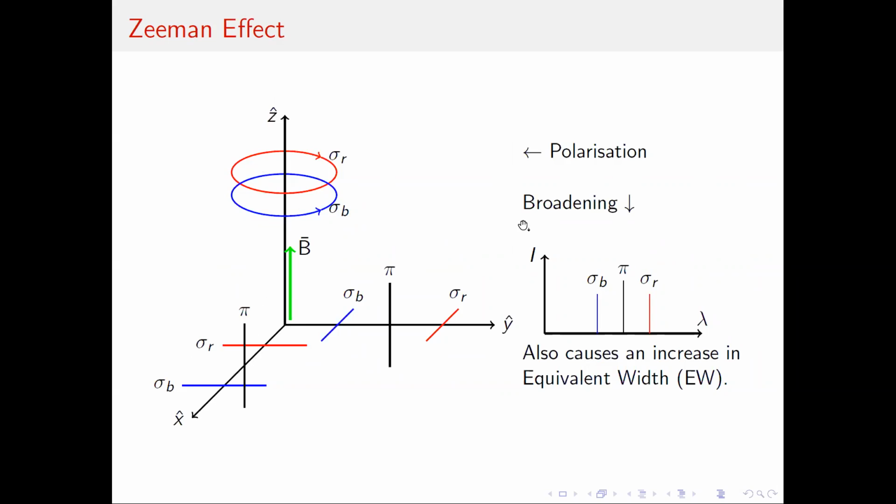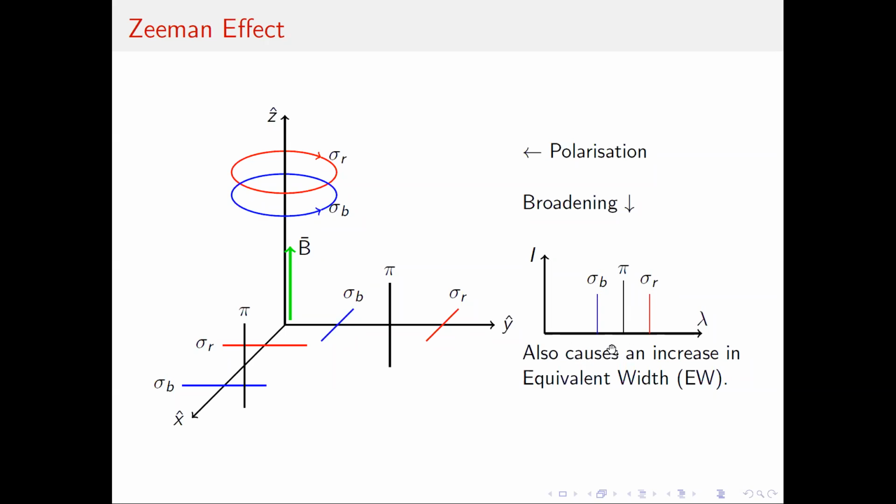Another effect that is commonly used is the broadening of the line itself. What happens is you have the pi components in the center, and then you have the blue and red shifted sigma components that are shifted a little bit. This usually results in line distortions that can be used to infer the overall magnetic field strength on stars. Another effect that is slightly less commonly used is that this broadening also causes an increase in equivalent width due to the fact that when these sigma components separate, the saturation of the line goes away, which allows the overall line to absorb more photons.